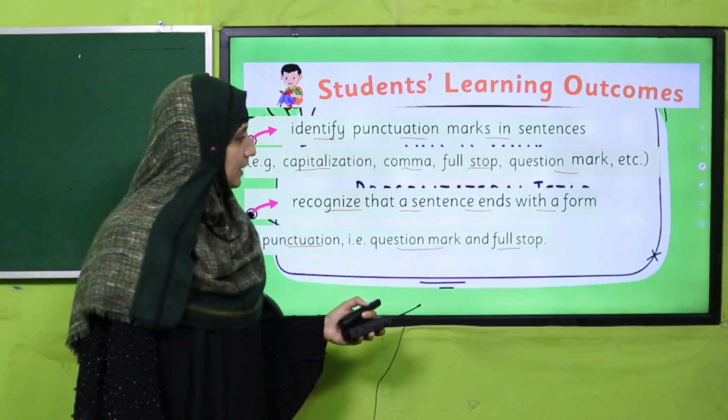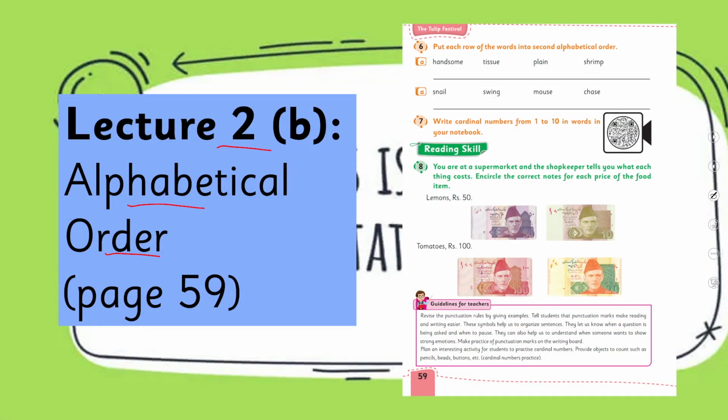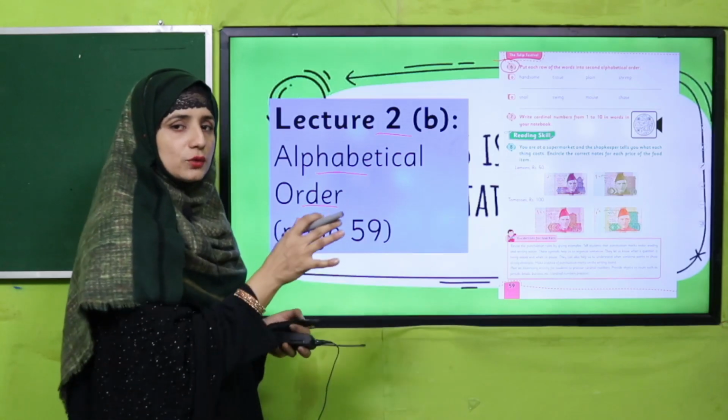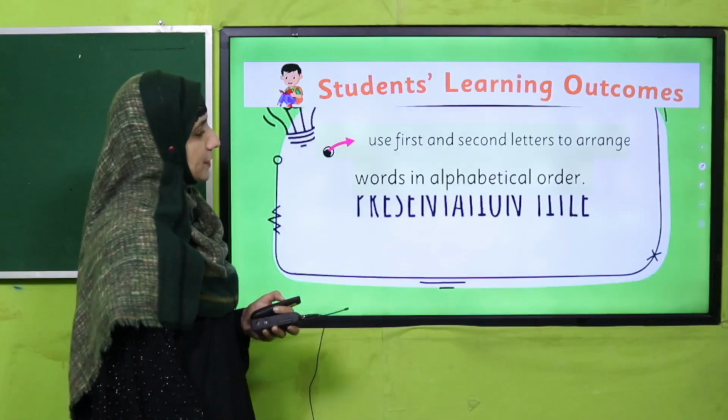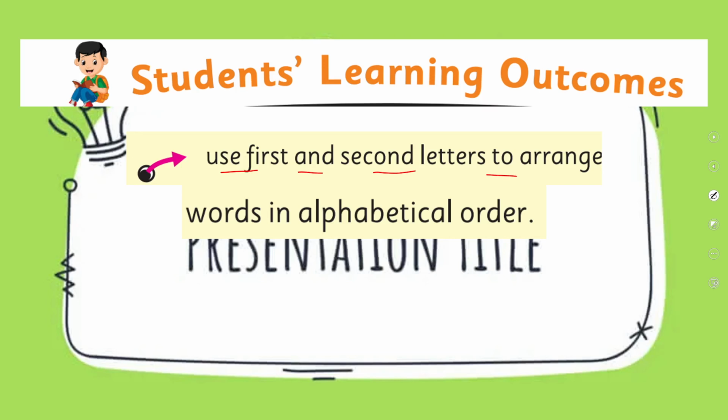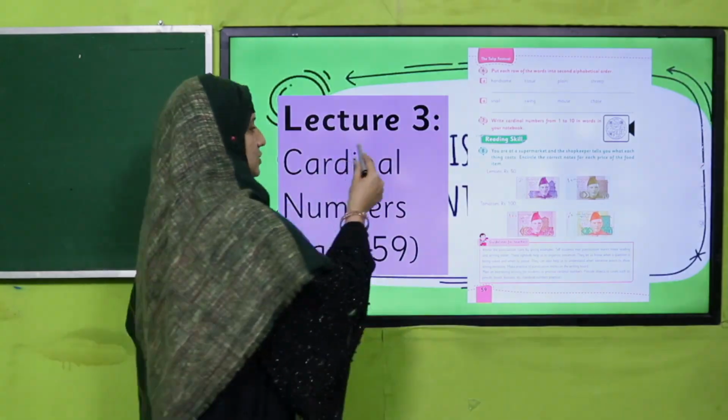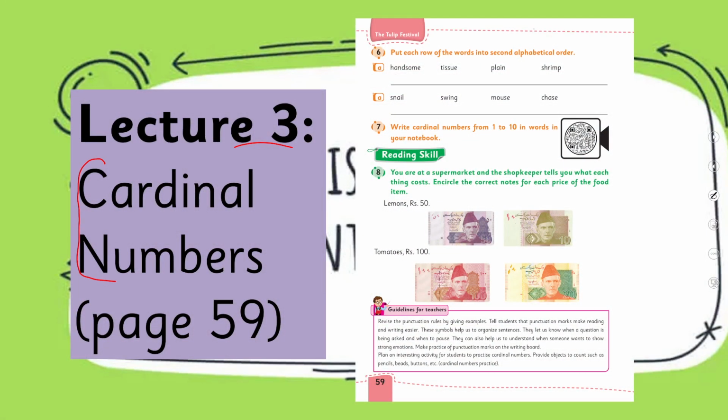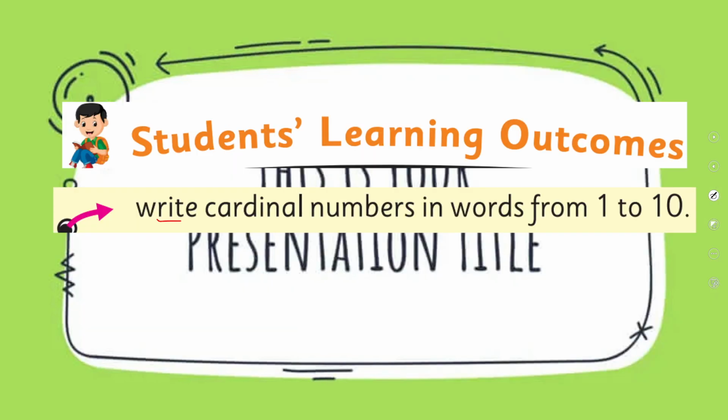So my dear students and my dear teachers, in our next lecture, lecture 2B, we will learn about alphabetical order, how we can arrange different alphabets in question number 6. Its SLO will be to use first and second letters to arrange words in alphabetical order. In lecture number 3, we will learn about cardinal numbers, and we will cover page number 59, question number 7, and its SLO will be to write cardinal numbers in words from 1 to 10.